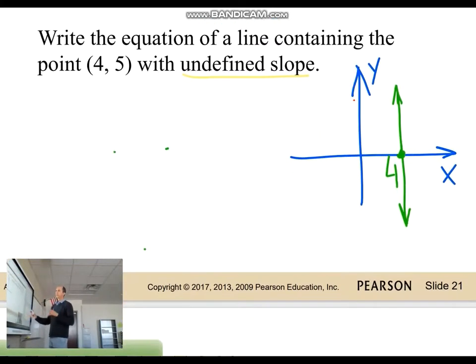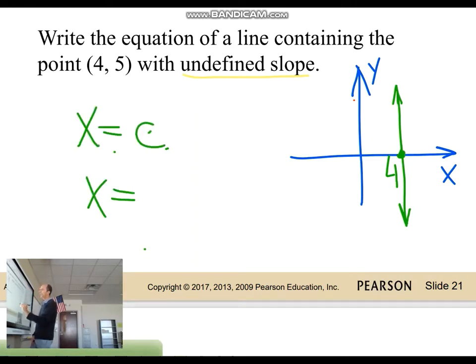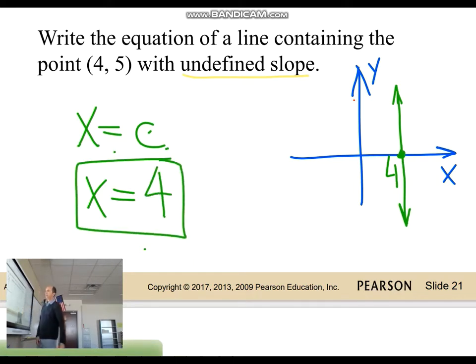If you have a vertical line, the slope is undefined, and the equation of a vertical line is x equals c, or in this example, x equals 4. That's the answer.